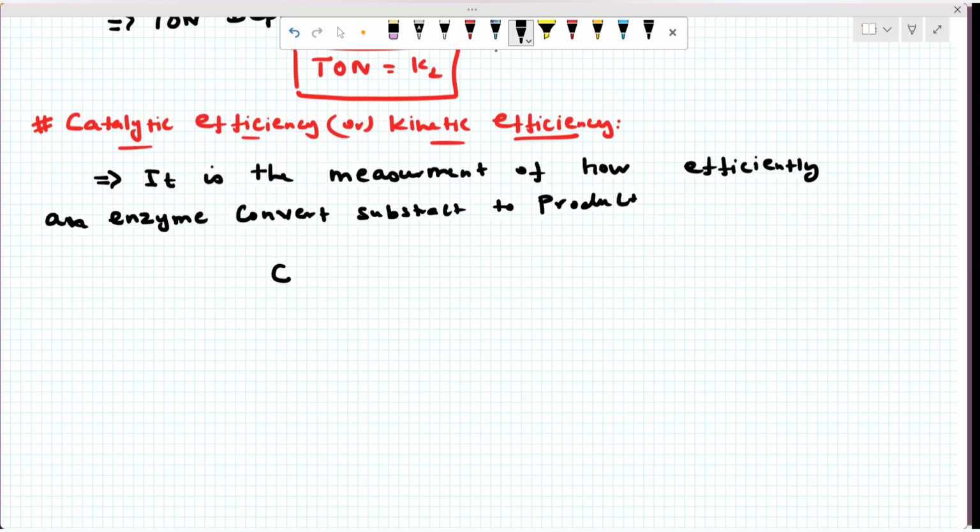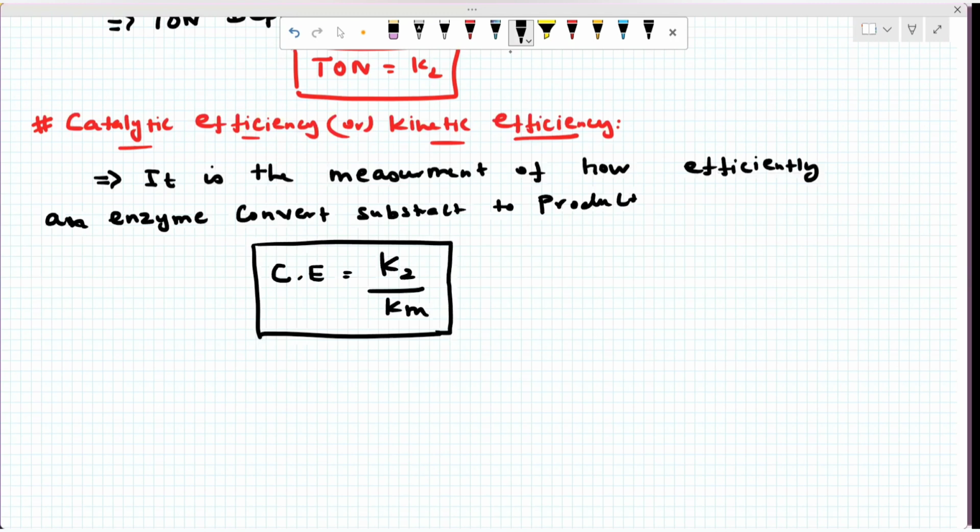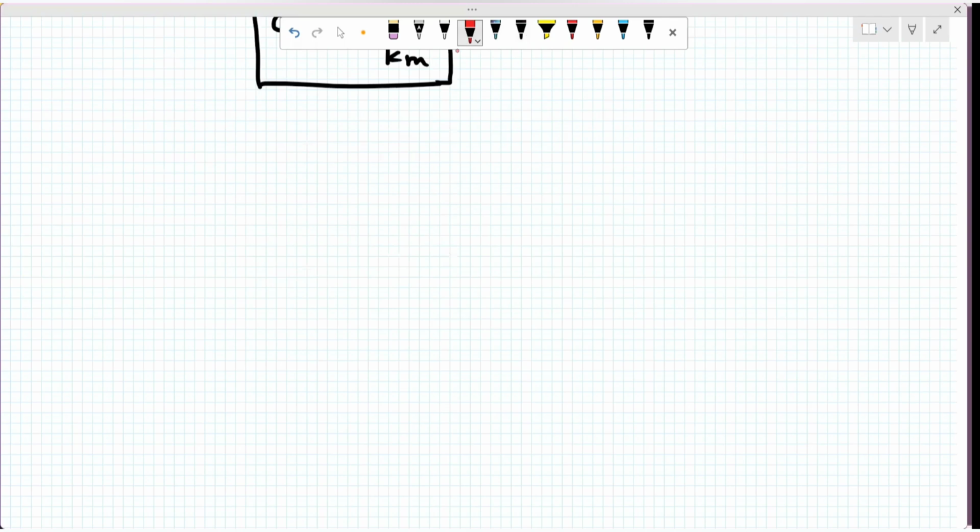Direct formula, the catalytic efficiency that equal to K2 by Km. Wait, I will write properly. K2 by Km. Please note. Important. Now see the cases, very important cases. Now what is the formula? General formula, that is a rate that equal to K2 into E naught into S by Km plus S.